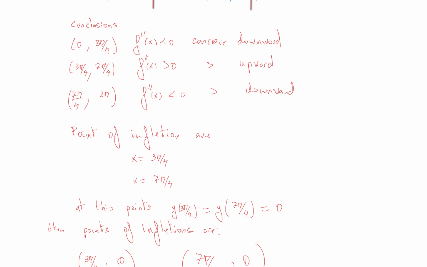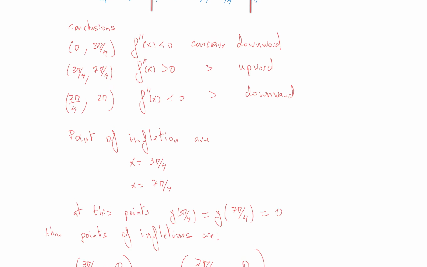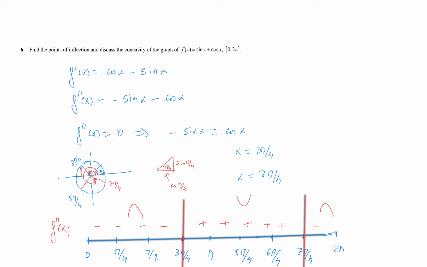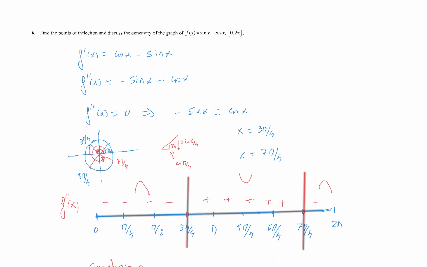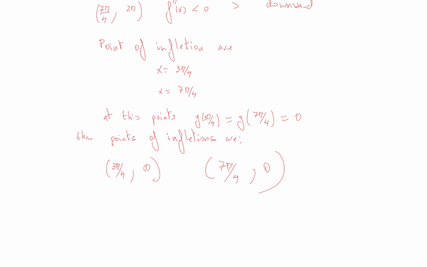The point of inflection is at 3 pi divided by 4, 0, because the original function is this one, cosine of x minus sine of x. If you plug in the inflection point 3 pi divided by 4, the function is 0. And if you plug in 7 pi divided by 4, the y of the function is 0, so the two points of inflection are here. These are the two points of inflection.